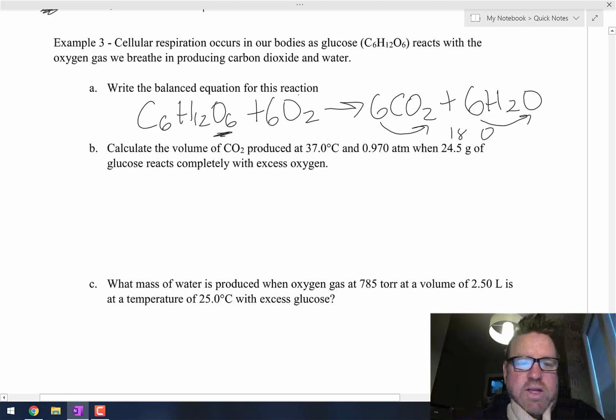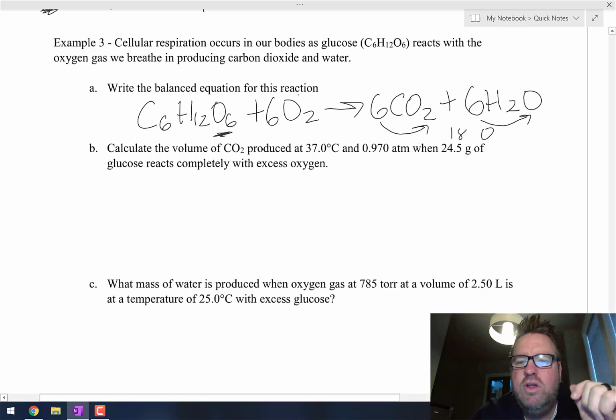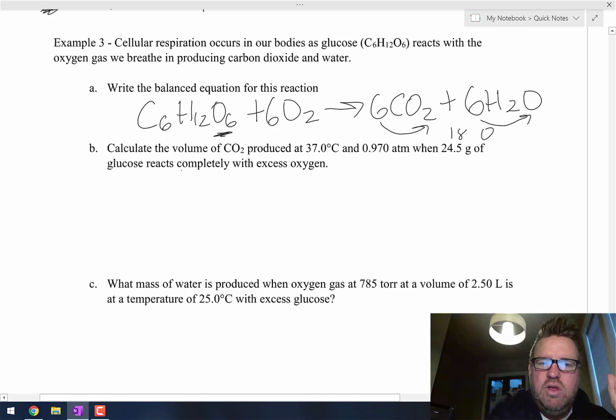Okay, so part B says calculate the volume of CO2. Now, before I do this, you might want to pause it and see if you can do this yourself. This is pretty similar to that last one that we just did. So see if you can do it yourself and then unpause it and then watch me do it. So 24.5 grams of glucose reacts completely with excess oxygen. They want the volume of CO2. Okay, so it looks just like that last one.